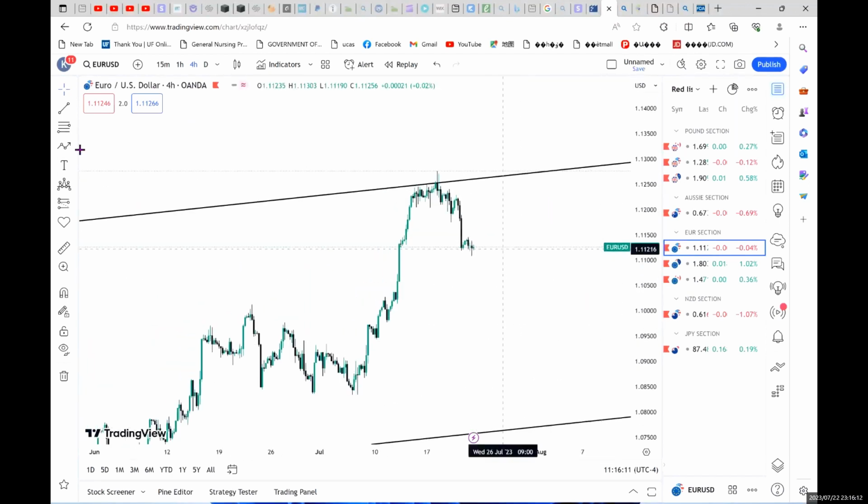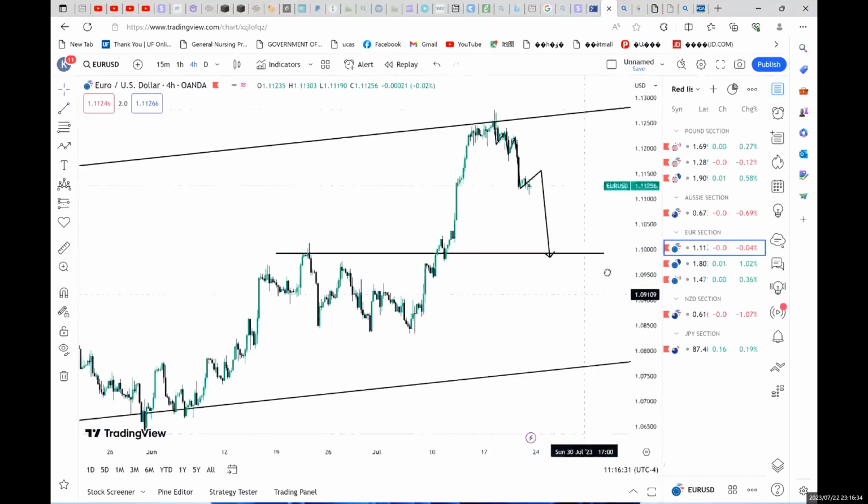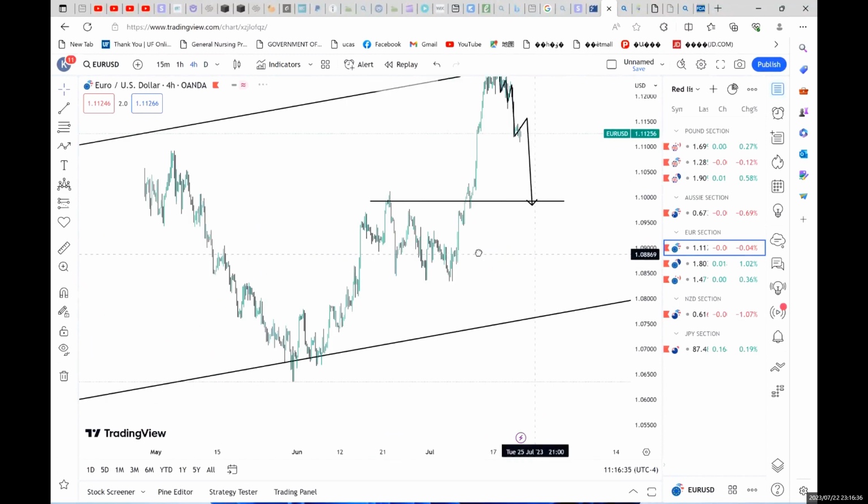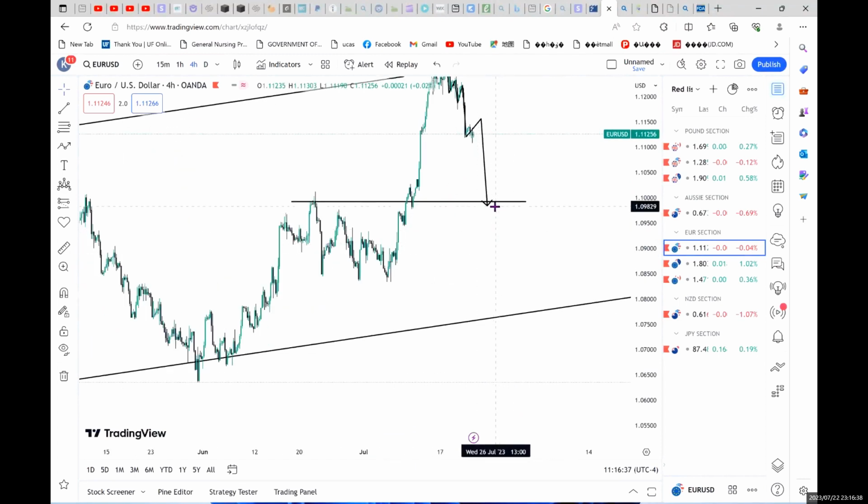So price is bearish. Yeah, lower low, lower high, lower low, lower high, lower low. And now I'm expecting price to give us probably a pullback here, and then to drop further, at least down to this support here. Okay, and if price wants, it can drop even further down to our trend line.